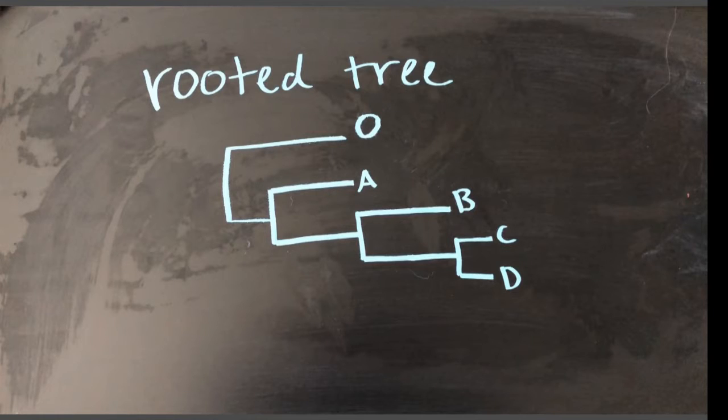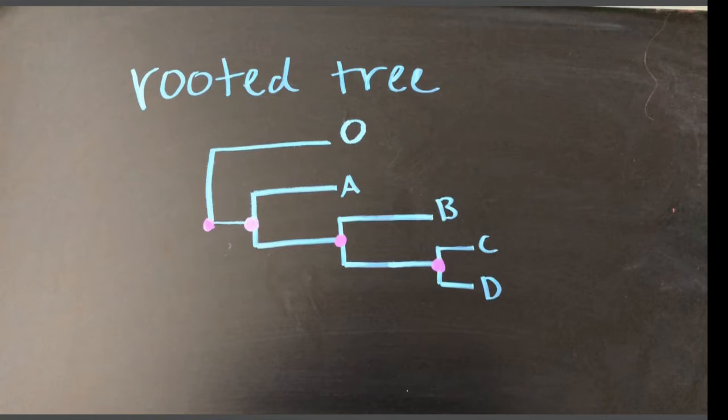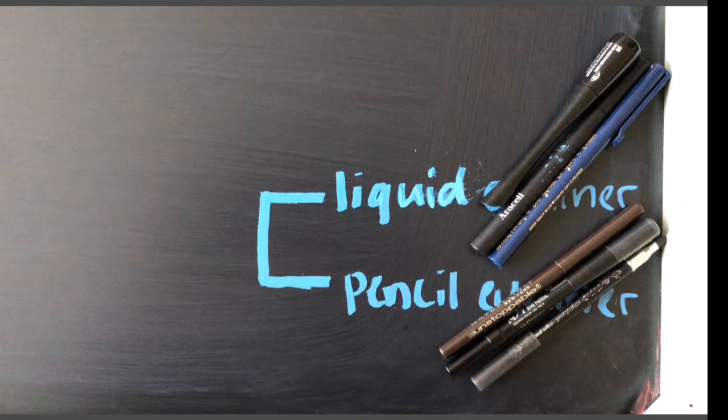More distantly related species have a less recent common ancestor. These dots represent the most recent common ancestor of all my species. We call these internal nodes. We're going to start with the two most closely related OTUs on my list, liquid eyeliner and pencil eyeliner.